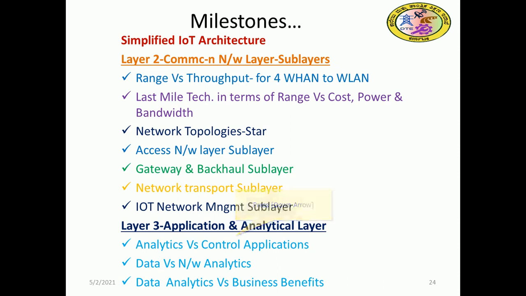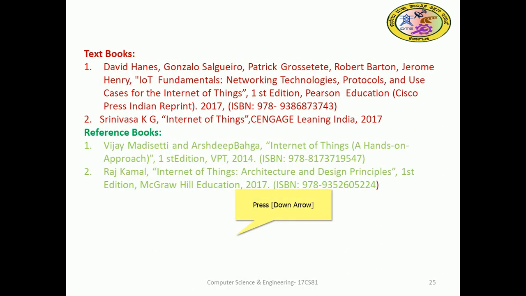This material we took from the books: textbook one, by Hanes, Salgueiro, Grossetete, Barton and Henry, IoT Fundamentals: Networking Technologies, Protocols, and Use Cases for the Internet of Things, Cisco Press, India edition. The second book is for reference, to get additional information: Madisetti and Bahga, Internet of Things, and also Raj Kamal's book, where practical case studies are elaborated.